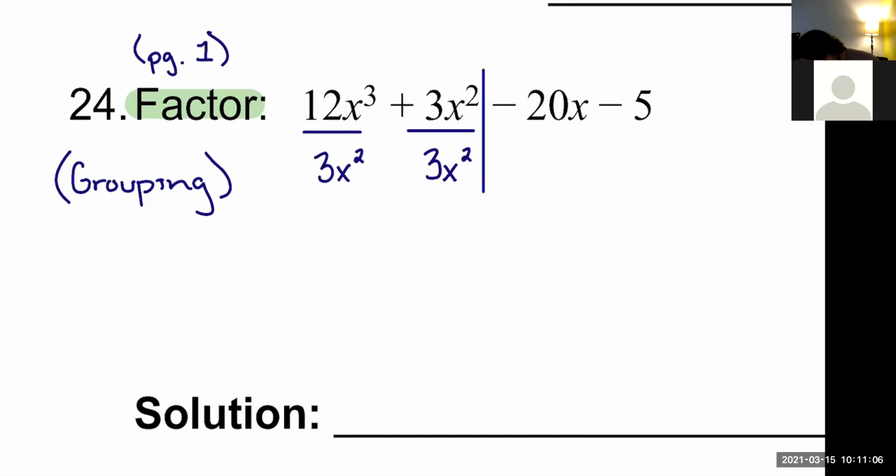So if I were to factor out that side, I'd set the greatest common factor to the side. So there's my 3x to the second. And then I would divide. 12x to the third divided by 3x to the second would be 4x. And then 3x to the second divided by 3x to the second would give me a positive 1. Then I transition over to the second side.